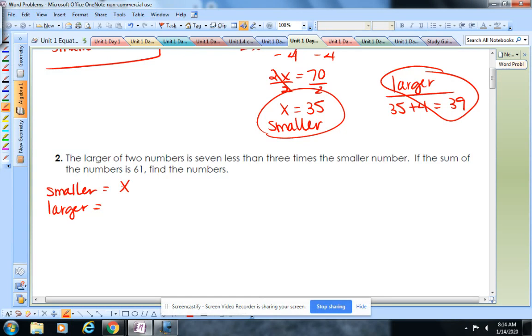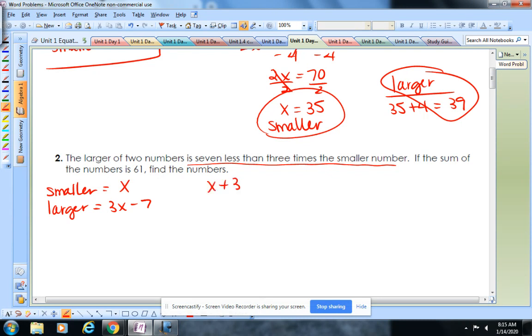All right. Now to get my larger, it says the larger is 7 less than 3 times the smaller. Well, my smaller one's called x, right? So what's 3 times x? 3x. And what's 7 less than that? Minus 7. Very good. So y'all get why x is the smaller and 3x minus 7 is the larger? And then it says the sum. So sum means I'm going to do what? Add these two together and set it equal to what? 61. So write the equation.